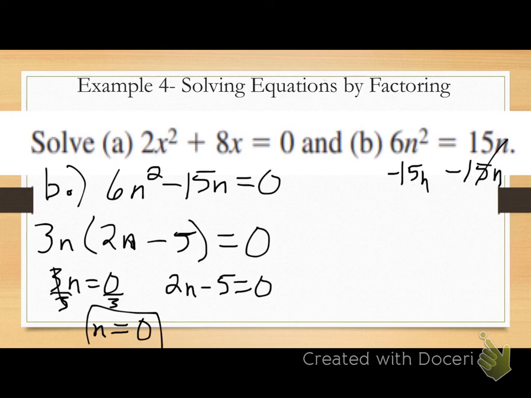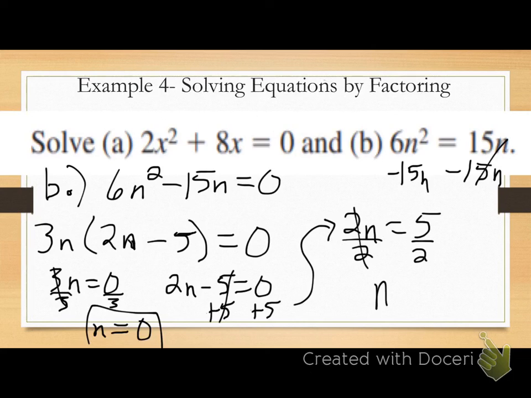2n minus 5 equals 0. What's my first step? Add 5 to both sides. We get 2n equals 5. You're jumping ahead a little bit. Now how do I get n by itself? Divide by 2. n equals 5 over 2. Now if I plug both of those in, I do get true statements, so they both are solutions to my equation. Are there any questions about my last example here?